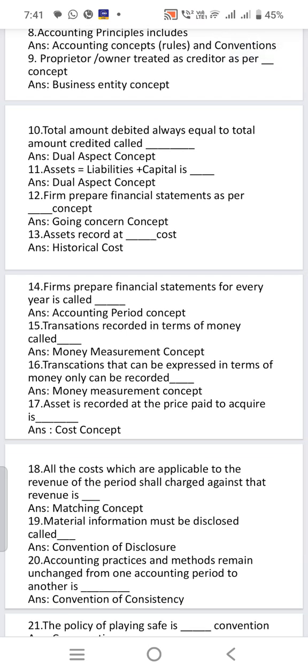The next question, 14th question: firms prepare financial statements for every year is called the accounting period concept. There is an accounting period concept. That means to know the profitability position and financial position of the business, firms prepare financial statements for every particular period.